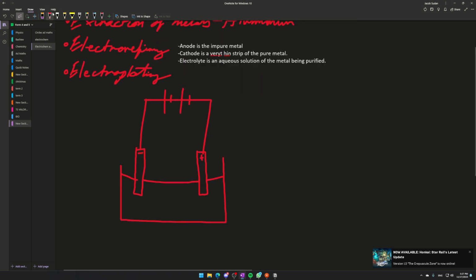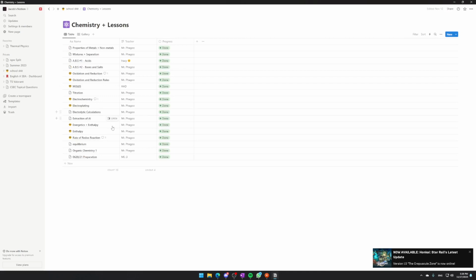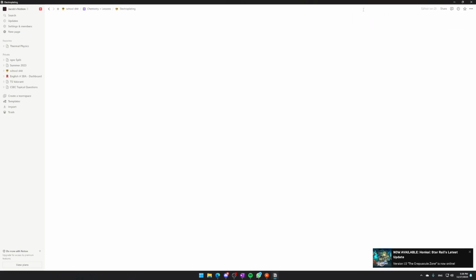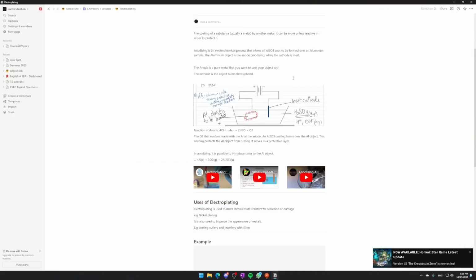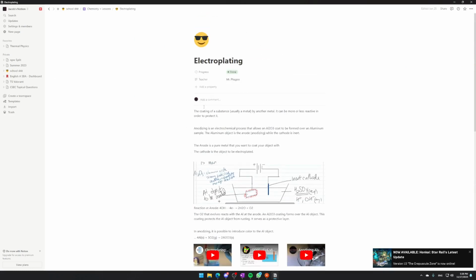Cool. Now electroplating. Electroplating is extremely simple. I have a set of notes on it. I will put it up. So electroplating is when you coat a substance with another metal, and it can be more or less reactive in order to protect it. We will go over that later on.